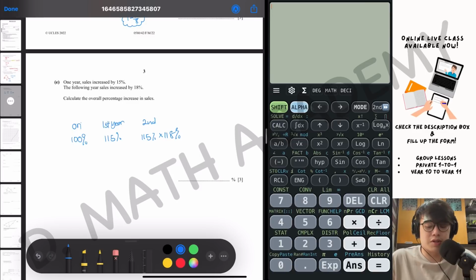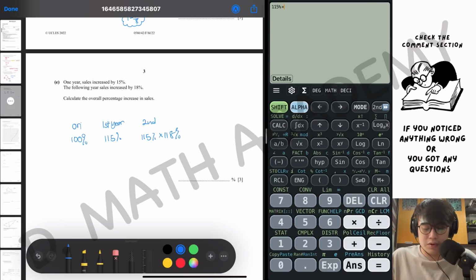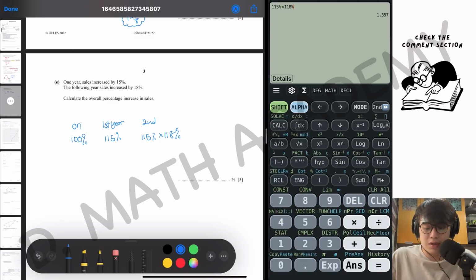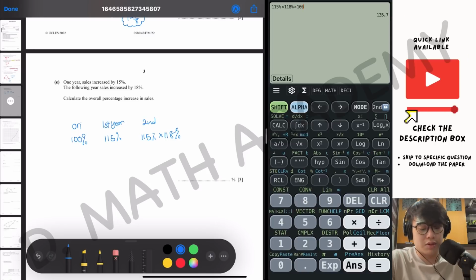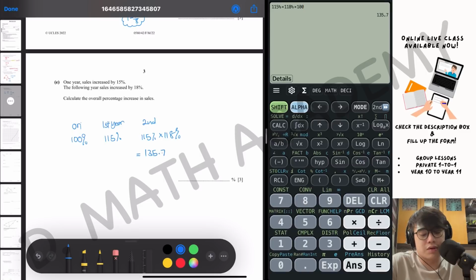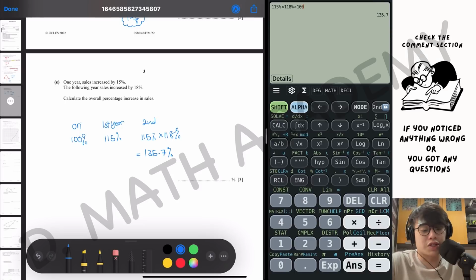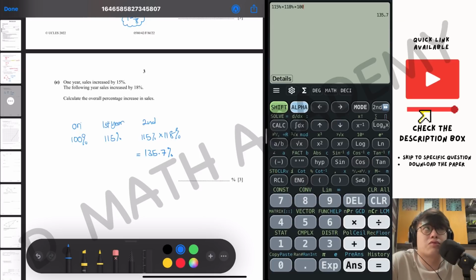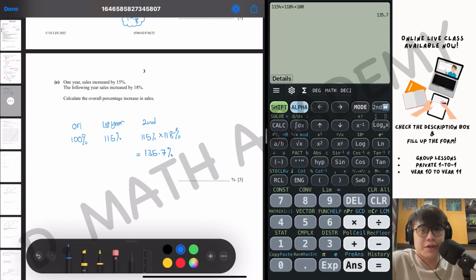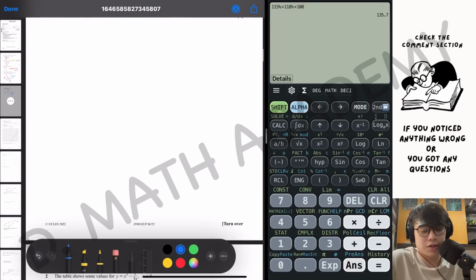Okay, so let's double check. 118% times 118%, and then make it into 100. So you will get your second year's result as 135.7%. So that's how I will sort out our section E here. Very similar to the paper from 2017. And also it will utilize some of your concepts from your accounting. So those who take accounting will have an advantage here.